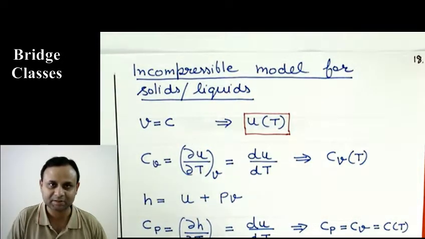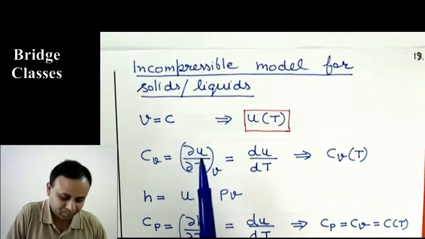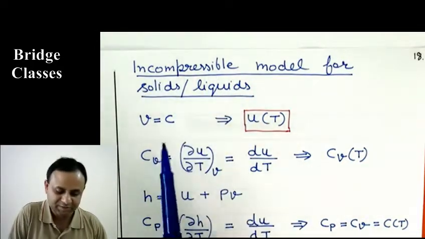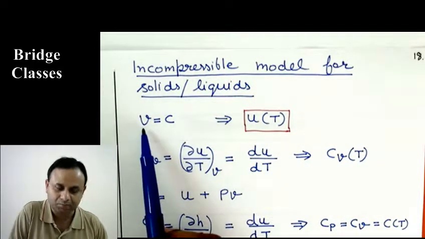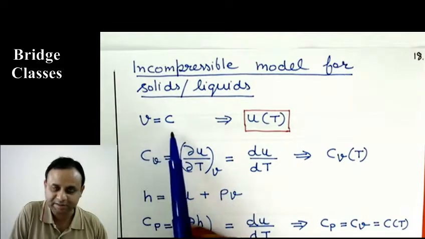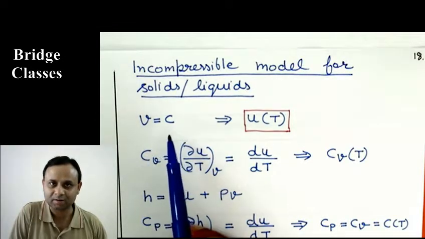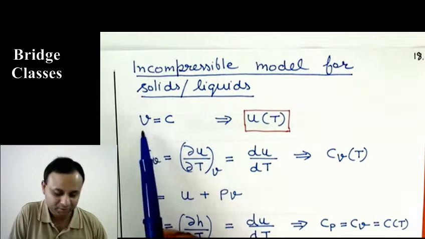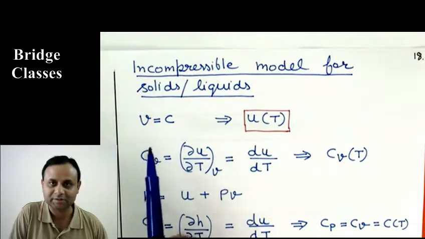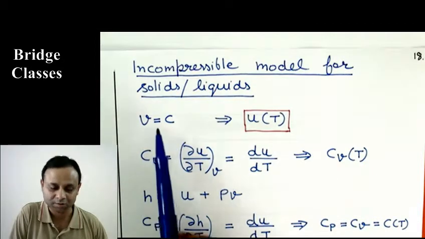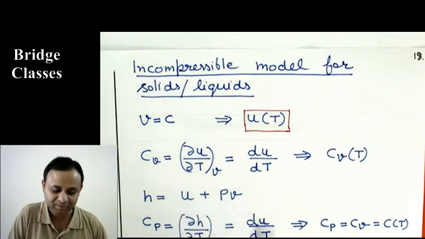We get very simple results which are very easy to use, and as engineers we would like to use those results. Now incompressible substance means its volume is constant, so it doesn't change. No matter if you try to compress it or heat it, its volume is not going to change, then it is incompressible. So solids and liquids are almost incompressible.